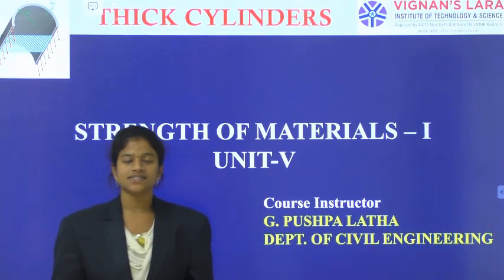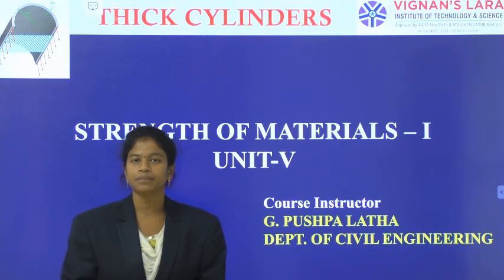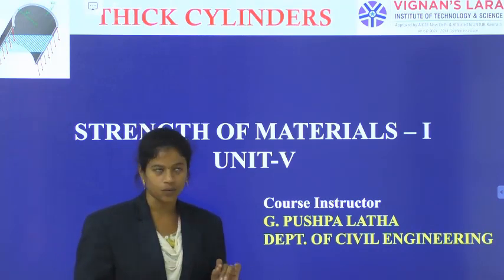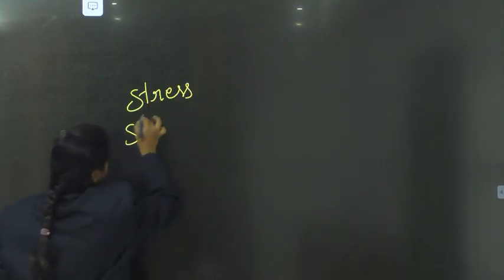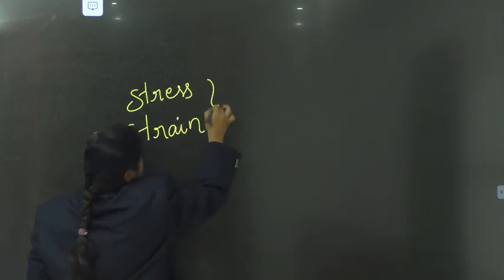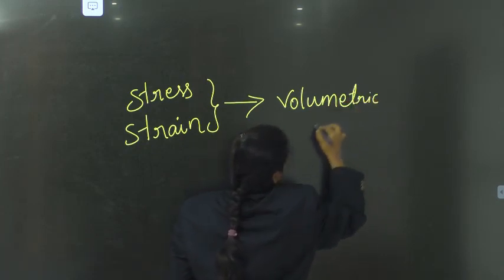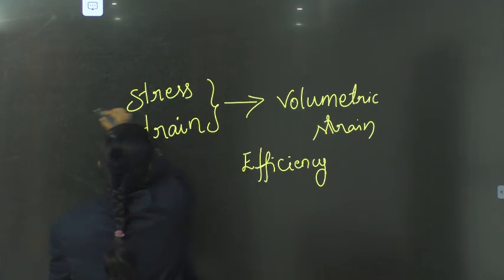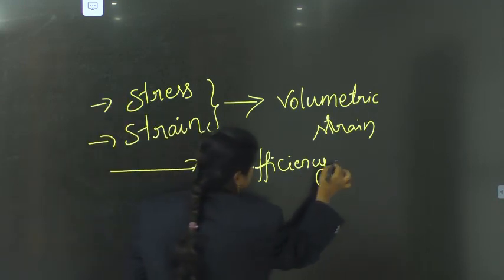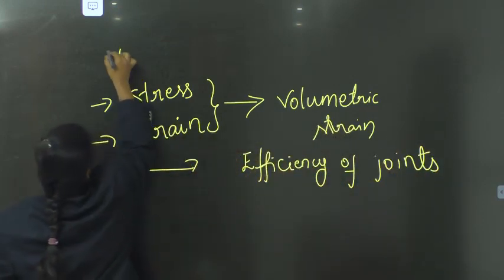In the previous classes we started our discussion on the last chapter, which is thin cylinders and thick cylinders. There, in the first part, we completed our analysis of the thin cylinders, involving stresses, strains, and corresponding outputs such as volumetric strain, efficiency of joints, all these things in the thin cylindrical shells.